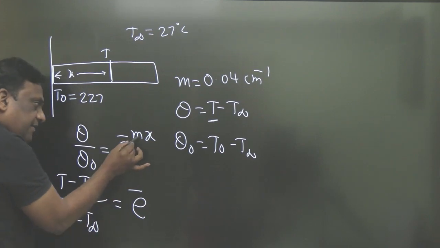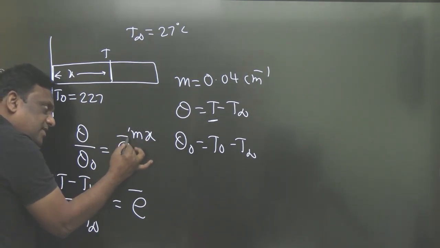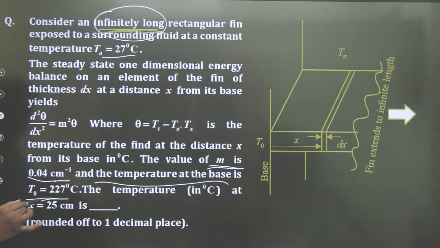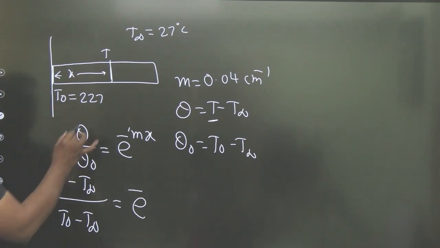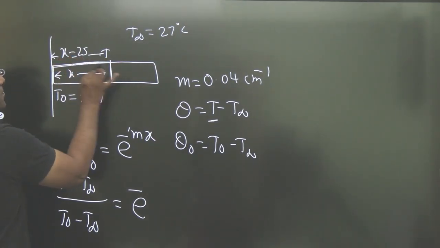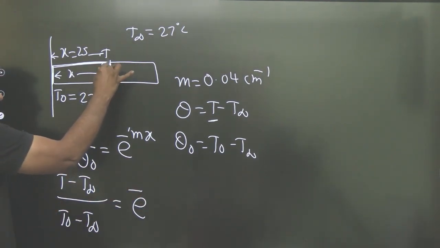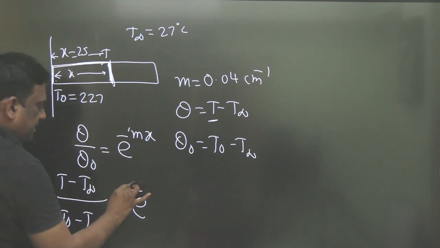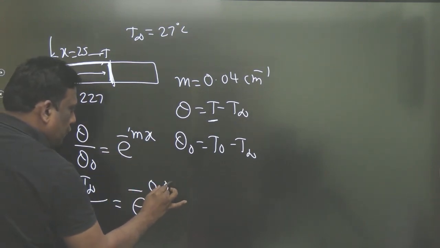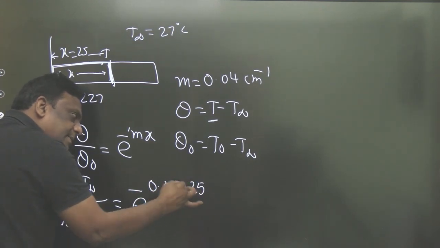One more thing: if m is per centimeter, x should also be in centimeter because the exponent should be dimensionless. At what value of x is he asking? He is asking at x equal to 25 centimeter. He is asking the temperature at x equal to 25 centimeter. So m is 0.04 and x is 25. This is per centimeter times centimeter, so unitless.